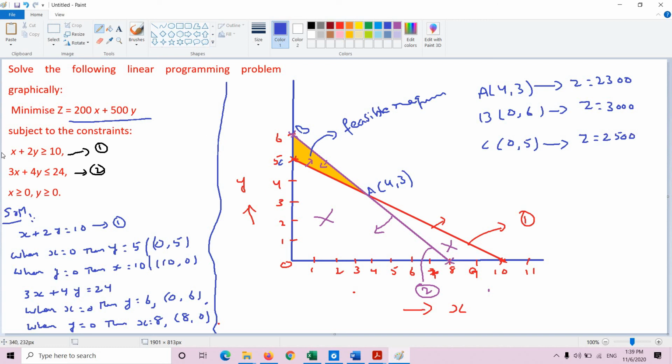Out of all this, we are solving a minimization problem. What is the minimum value of z? It is going to be your solution. This is the minimum value of z. Here A is the coordinate point, x equal to 4 and y equal to 3, and the minimum z is equal to 2300. This is the solution.